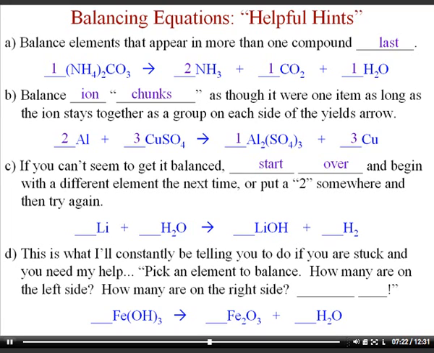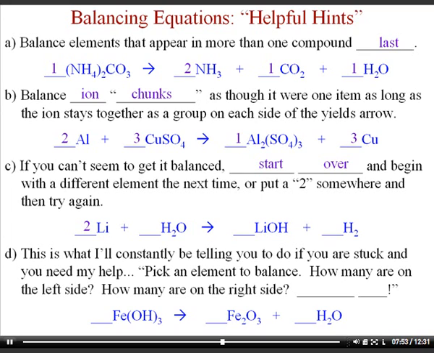Another thing to do is sometimes it truly helps to just throw a 2 somewhere. So in this example for letter C, it's a very difficult equation to balance because the only element that's not balanced is hydrogen, and it appears in 3 locations. So it's not going to just take 1 number to balance it. You're going to have to put down at least 2 numbers to balance the hydrogens. So I tell the students, if you run into a situation where it's going to take more than 1 number to balance the chemical equation, why don't you just throw a 2 somewhere? I tell the students, just put a 2 in front of the lithium.